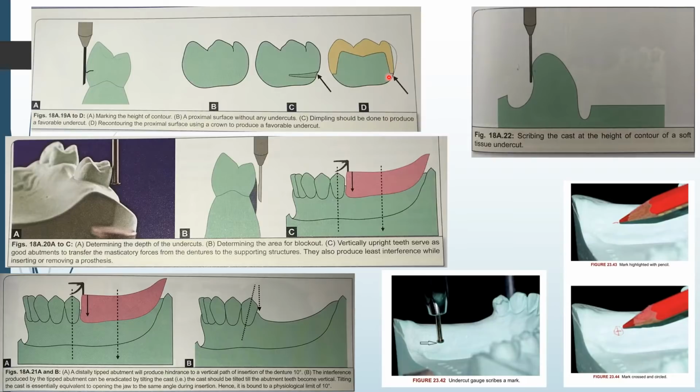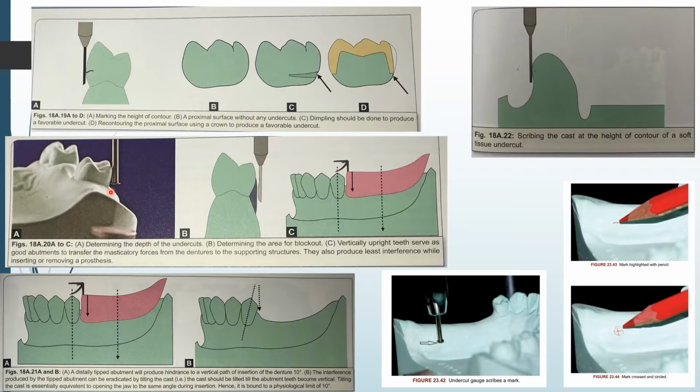Then determining the depth of undercut. This is done using an undercut gauge. One should remember that the depth of undercut is not always measured at the level of the gingival crevice. Whenever you are measuring the undercut with the help of an undercut gauge, you're not always determining it at the gingival crevice. Instead, it is measured at the level where the operator plans to place the retentive terminal.